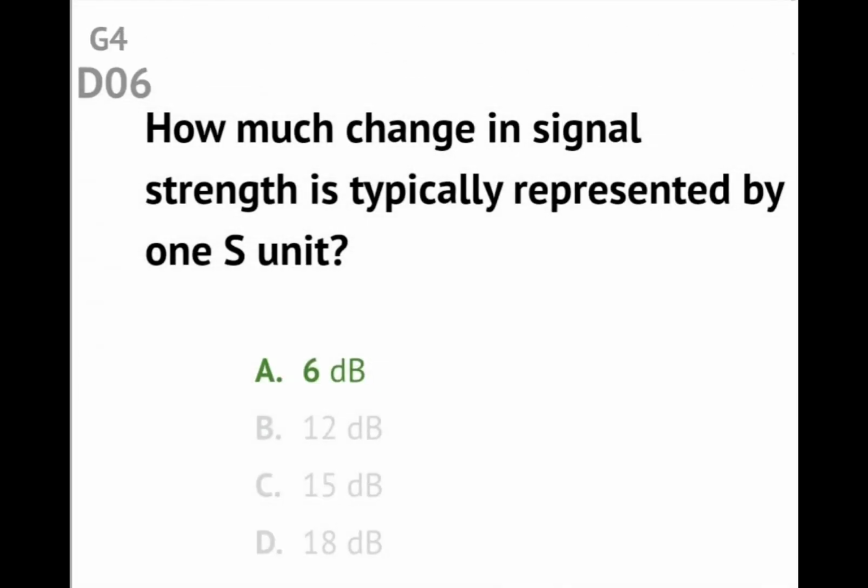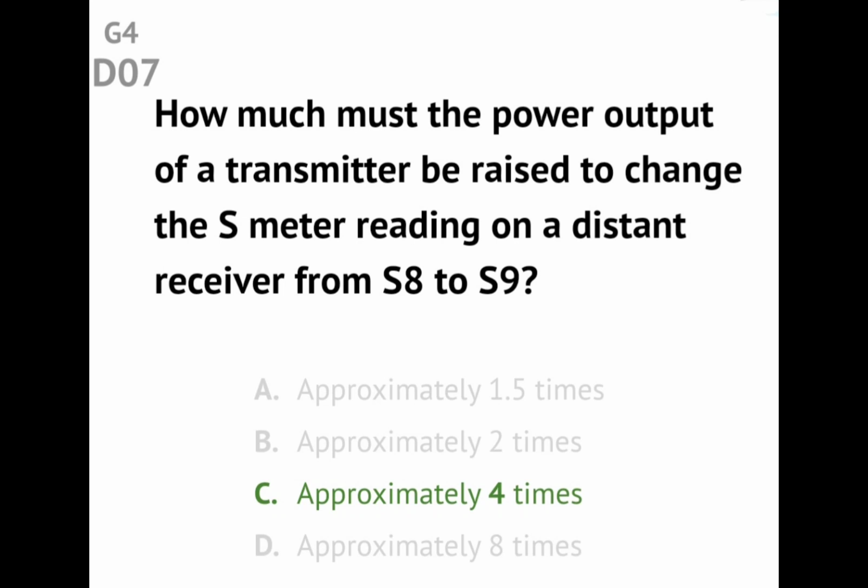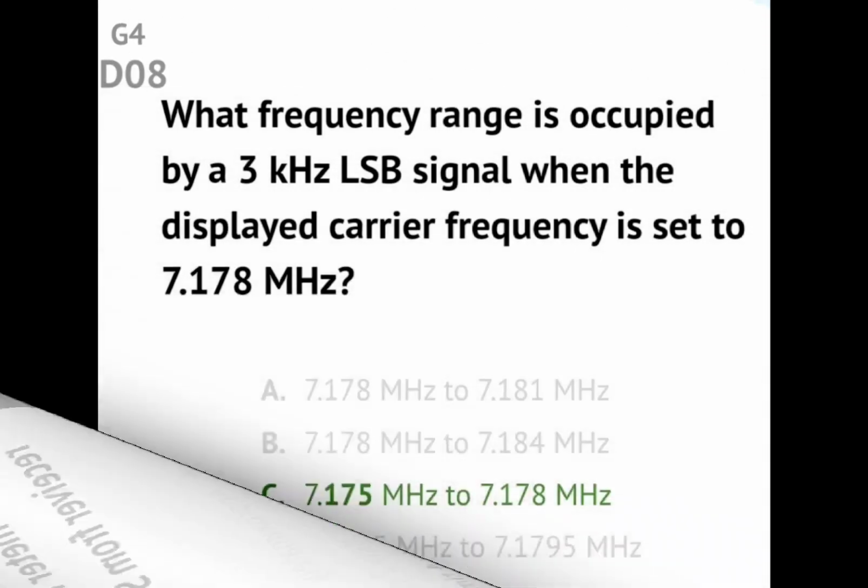Question G4D06. How much change in signal strength is typically represented by 1 S unit? Answer: 6 decibels. Question G4D07. How much must the power output of a transmitter be raised to change the S meter reading on a distant receiver from S8 to S9? Answer: approximately 4 times.